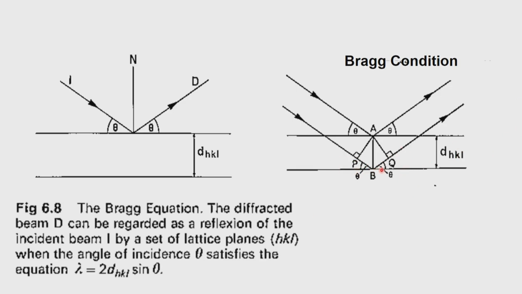Take the 2 sin theta values, and then you will get the value of 2 times d_HKL. How does 2 d_HKL come up? So, discuss this diagram in your mind.